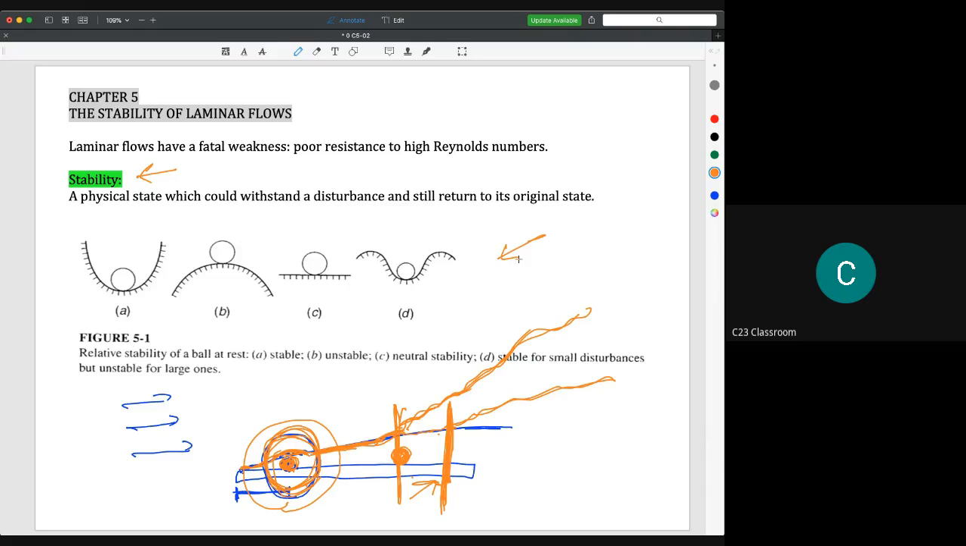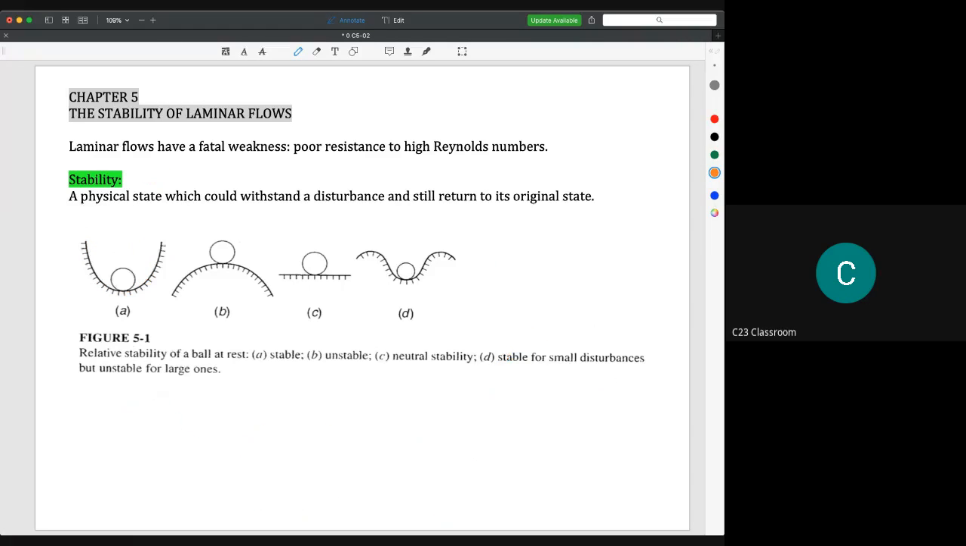For example, if we have a curved surface like this one, and then we have a rolling ball here. If we push this ball with a certain force, the ball will move like this, but in the end it will return to its original position. So this means that this situation is a stable one.